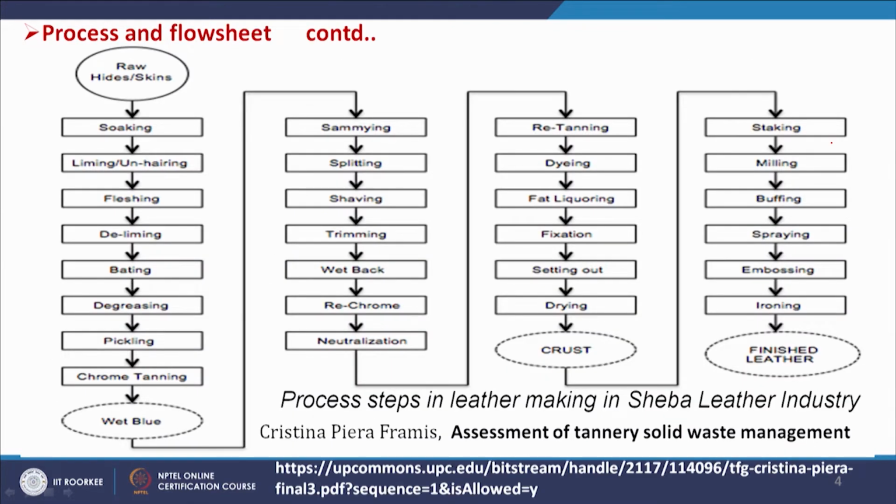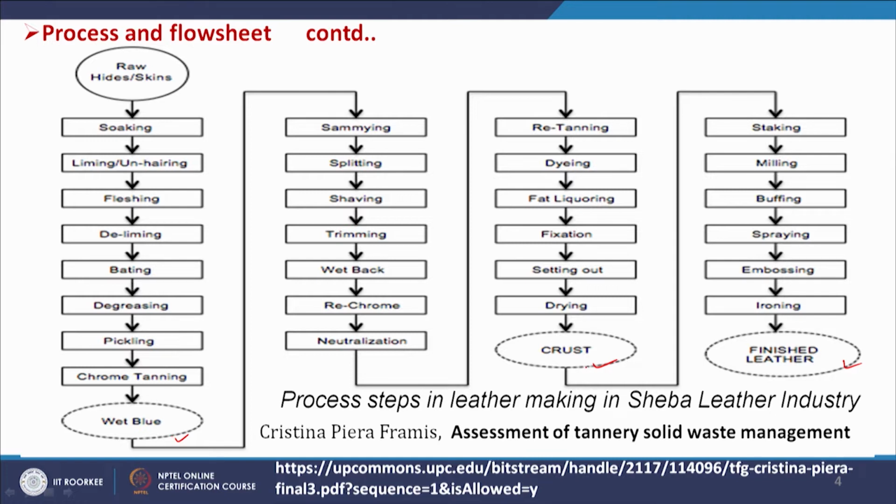Now, we will see the process flow sheet. As you know, the raw material is the animal skin or hides, and as I mentioned, the finished leather is our ultimate product, and intermediate products are wet blue and crust. So, there are different types of tannery units. A complete process may be available in a complex plant, or for a small unit only wet blue can be produced and somewhere up to crust can be produced.